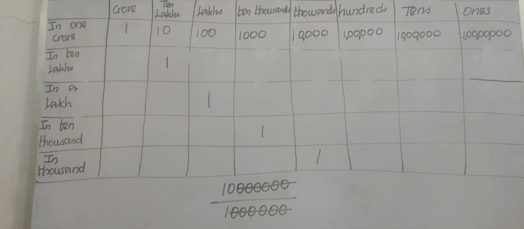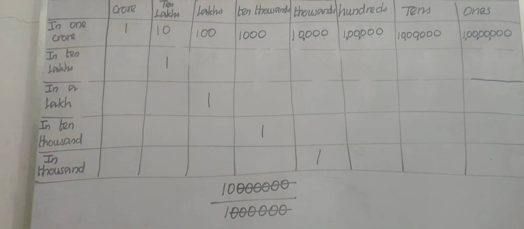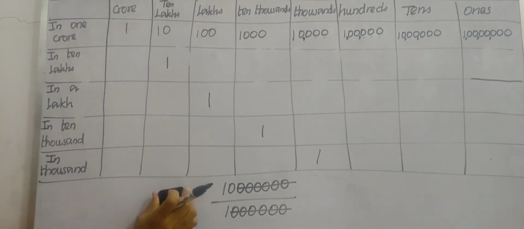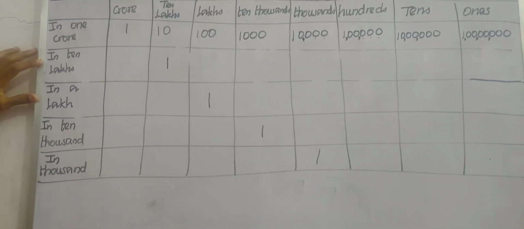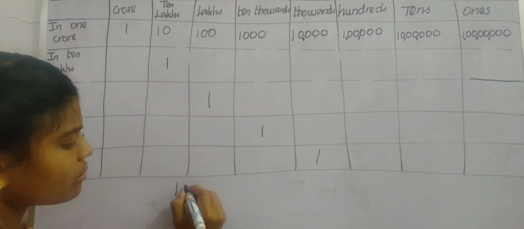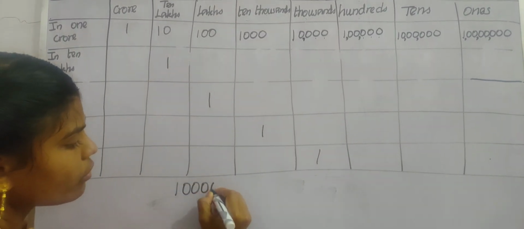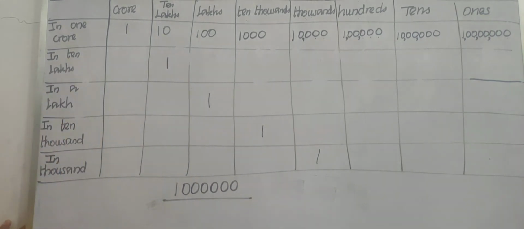Okay children, so this is the thing, it was filled in the book, right? It was filled in your book. So we are going to complete all these boxes. So let us do it like this. 10 lakhs is the smallest 7 digit number. 2, 3, 4, 5, 6, 7. It is the smallest 7 digit number.